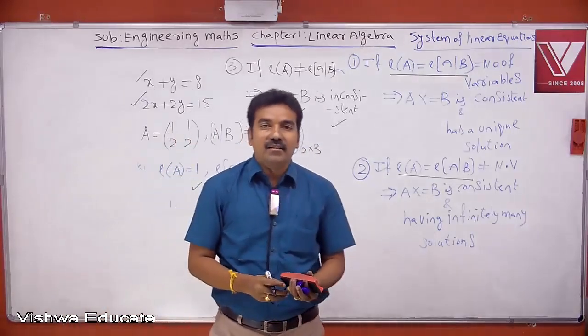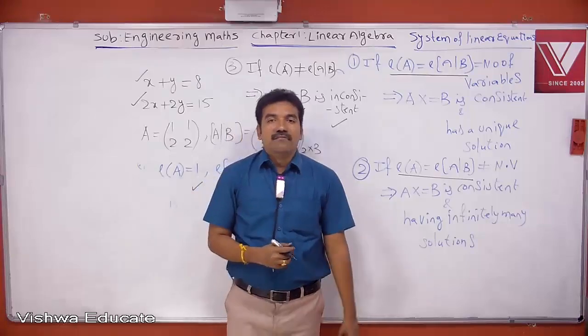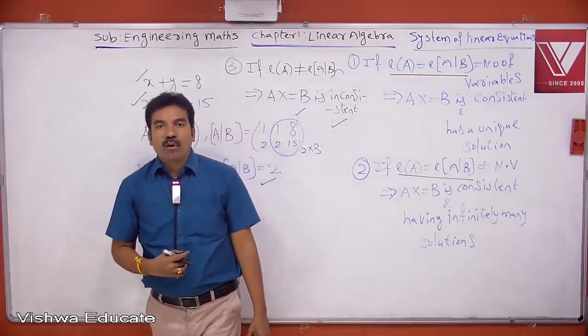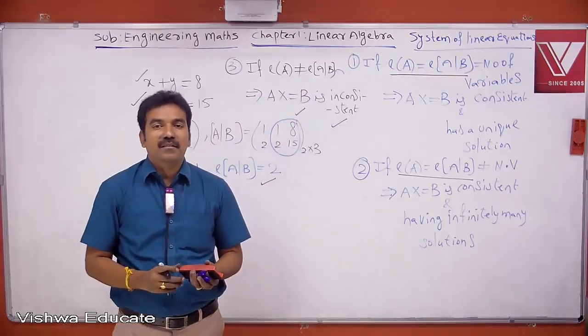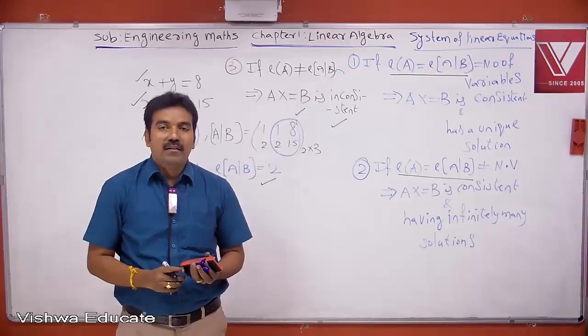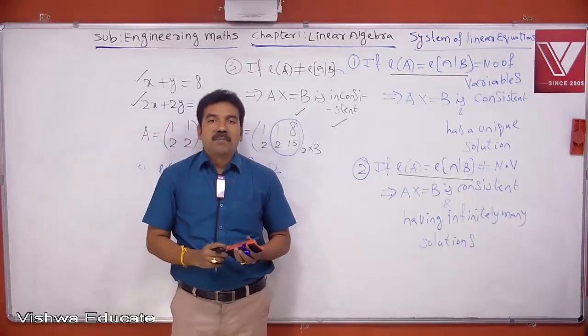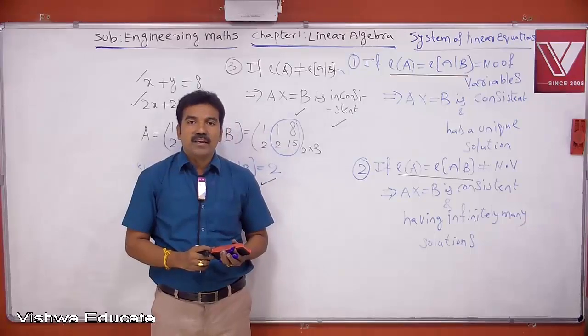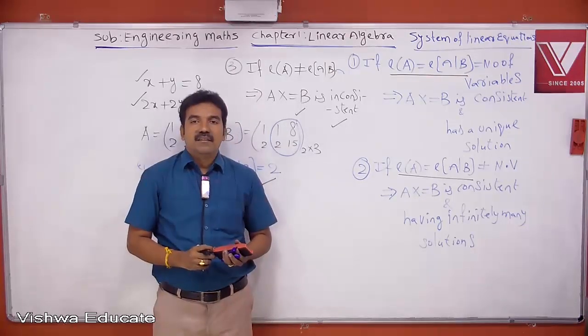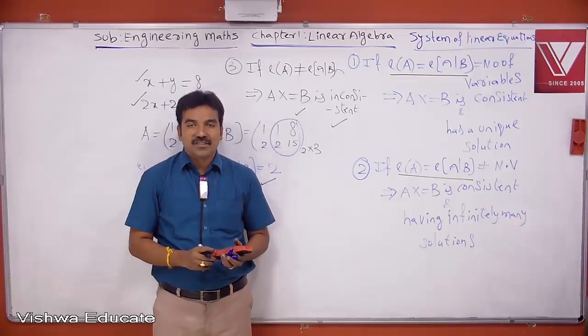Note this, case 3. If rank of A is not equal to rank of A slash B, this implies AX equals B is inconsistent.